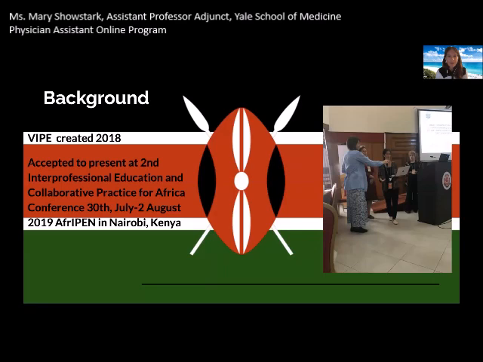So I'm just going to give you a brief background on where Afri-VIPE started. Afri-VIPE originated from VIPE, which is the Virtual Interprofessional Education Collaborative. VIPE is a collaborative of several universities in the United States, Yale University, New York University, University of Southern California, GW, and Georgetown University, who initially came together in 2017 to form a committee out of the need to give their students an interprofessional experience.